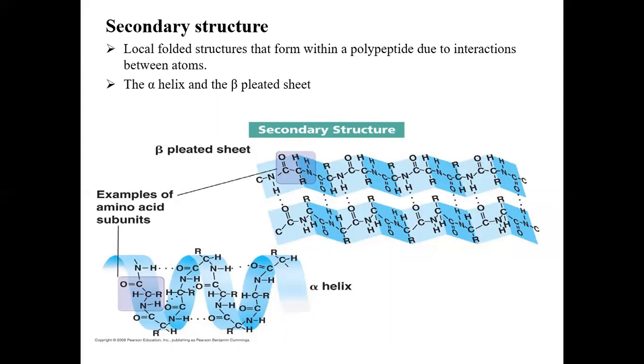Secondary structure refers to the local folded structure that forms within a polypeptide chain, because of the interactions between the atoms. The most common types of secondary structure are the alpha helix and beta pleated sheets. Both structures are held in shape by hydrogen bonds, which form between the carboxyl oxygen of one amino acid and the hydrogen of another amino acid.